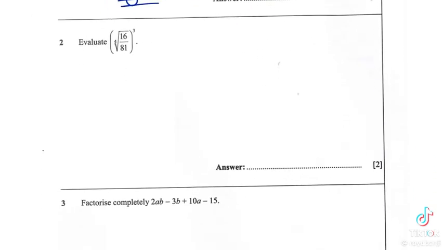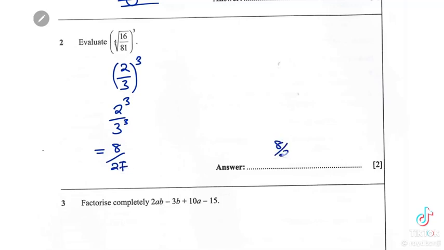Let us look at the second question. Evaluate. As you can see, that is the fourth root of 16 over 81, then to the power 3. What does it mean? The fourth root of 16 is 2, because 2 times 2 times 2 times 2 is 16. Then the fourth root of 81 is 3. Then to the power 3, this power distributes and you are going to have 2 to the power 3 on top, 3 to the power 3 below. That is 8 over 27. So the answer here is 8 over 27.